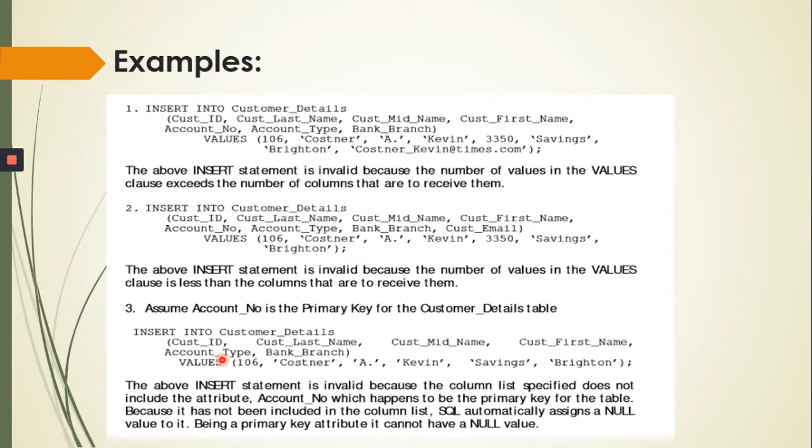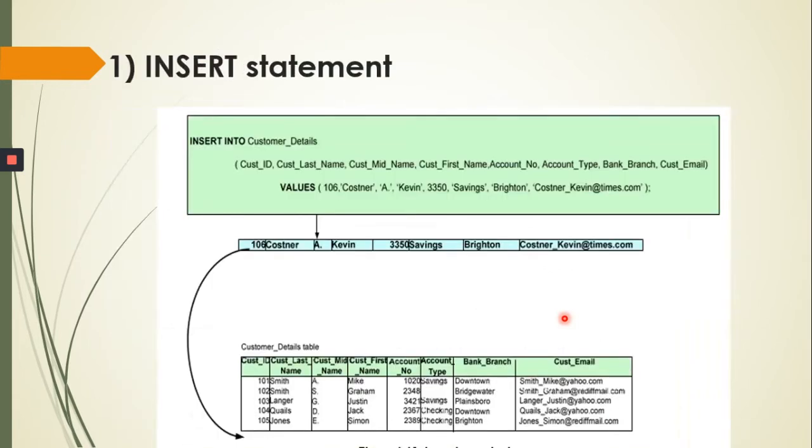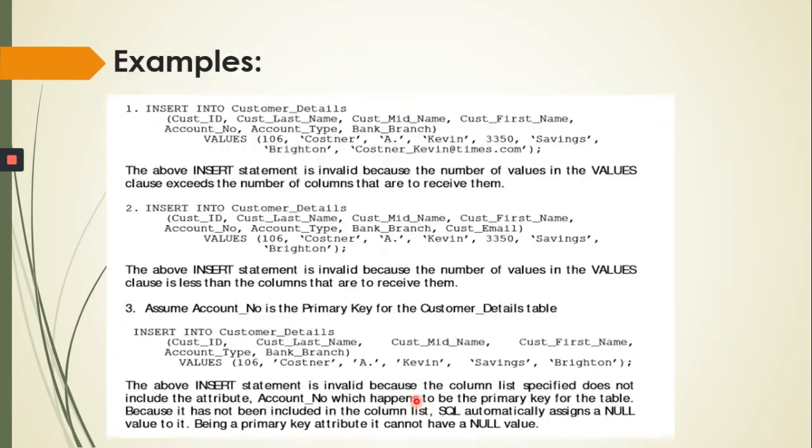Okay, now next is another type. Assume account number is the primary key for the customer details table. So this is our customer detail table in which we have an account number and it is the primary key. Remember this. Now in this query, insert into customer details, customer ID, customer last name, customer middle name, customer first name, account type and bank branch. Okay, and I am providing the values 106, the last name, A, Kevin, savings and Brington.